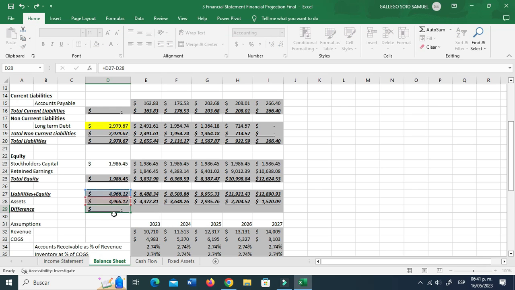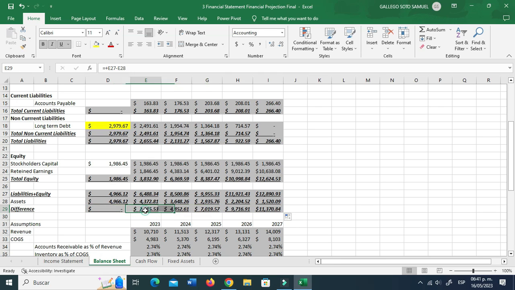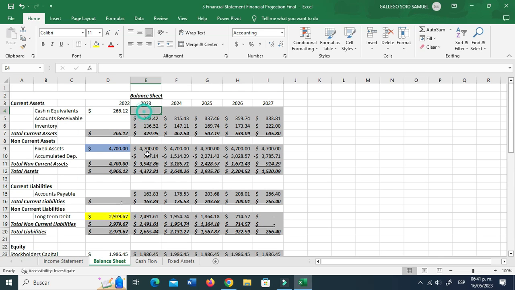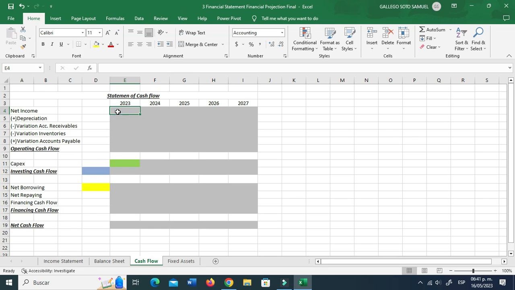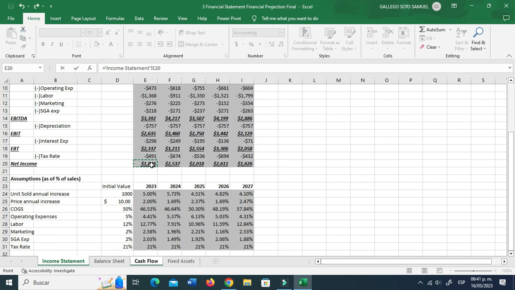All right. Okay, and the difference. Let's calculate the difference here. Let's see how far off we are. Okay. Great. So we got the first year already taken care of. Let's see for the rest. Okay, now for the cash flow, we start off with the net income. So start off with the net income here.